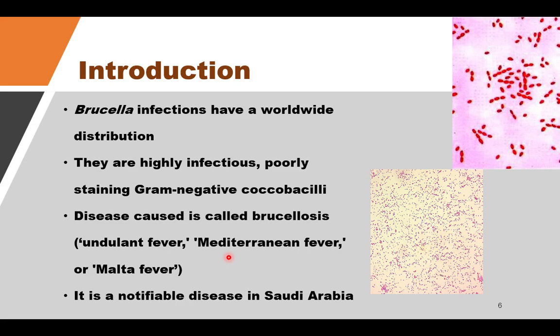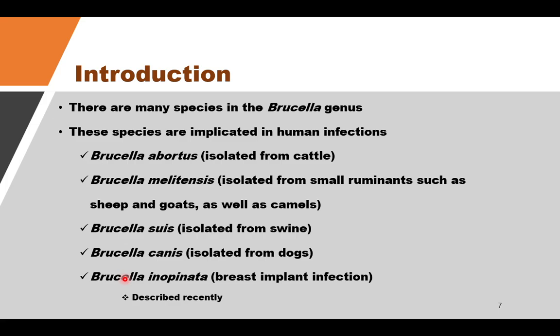The disease is also referred to as undulant fever because of the pattern of fever that the patient presents with. It's low grade, but it goes on and on. It goes up, it comes down, it goes on, just like an undulating structure. It's also referred to as Mediterranean fever because it's quite common there, it's endemic, or Malta fever. In Saudi Arabia, if you diagnose the patient with brucellosis, you must report to the Ministry of Health. It's a reportable or notifiable disease.